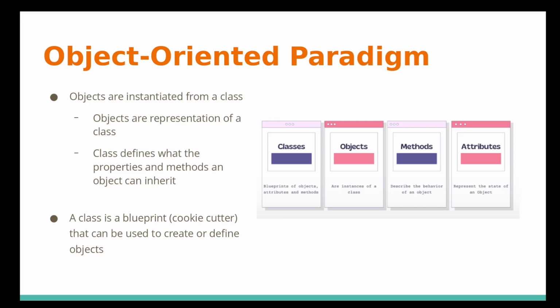The class is your blueprint or the cookie cutter from which you can create objects. The idea of creating objects is called instantiation. So instantiation means you're essentially creating an object of a certain class. These objects inherit methods and attributes from that class. So objects have methods and attributes. The methods, as I said, describe the behavior of an object, whereas the attributes represent the state of an object or the characteristics of an object.